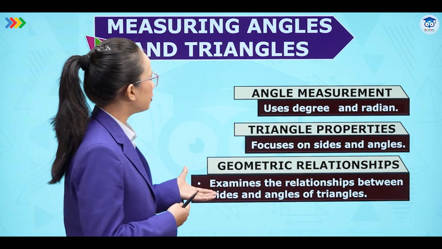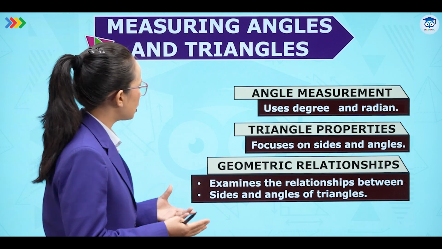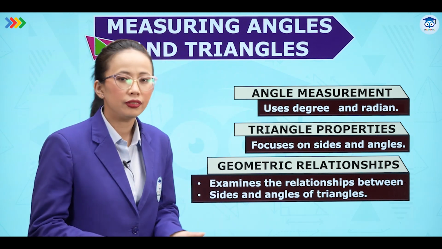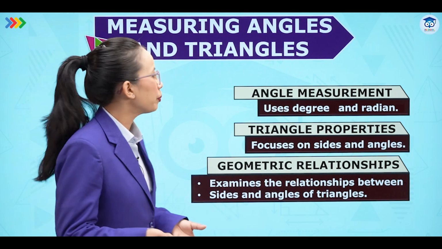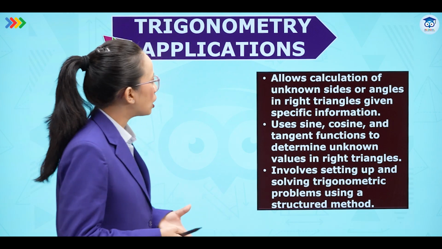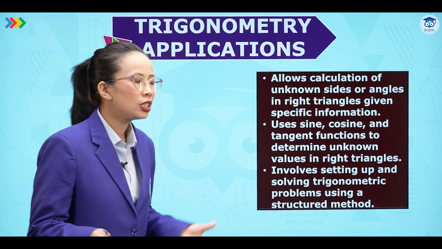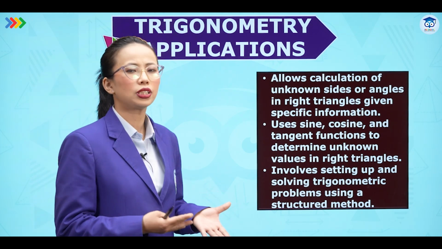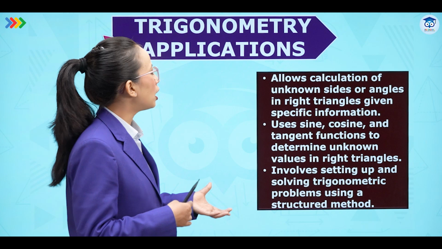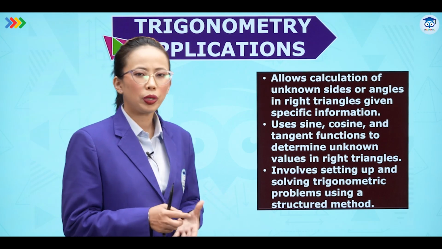Then we have triangle properties and the geometric relationship. This helps in examining the relationship between the sides and angles with the trigonometric ratios. So we have some applications of trigonometry. It allows us to calculate the sides and angles of a triangle with specific information. We use sine, cosine and tan, or you can use cosec, sec and cot also, to find the unknown value, and it involves setting up trigonometric problems with a proper structured method.